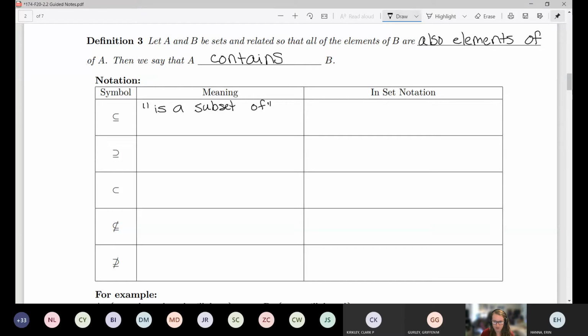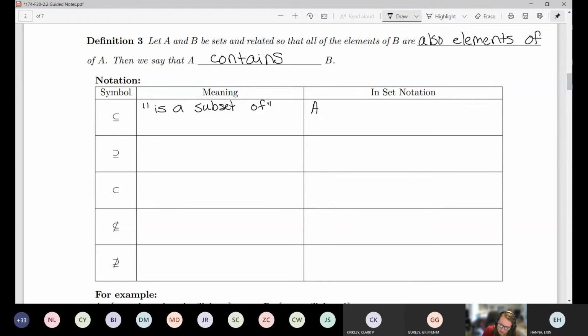Pardon me for just one second. What did past me want to do for set notation? Why do I not remember? Oh, if X is an L, so nope, let me start here.